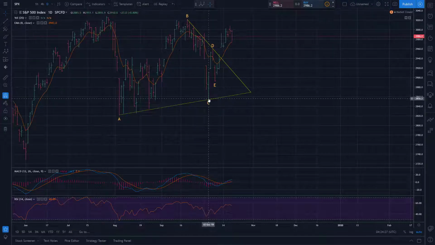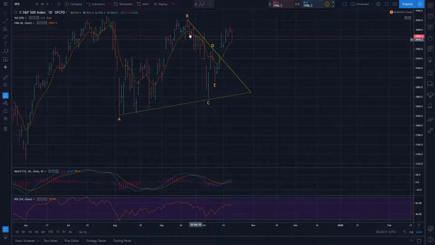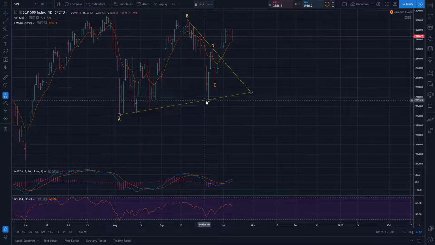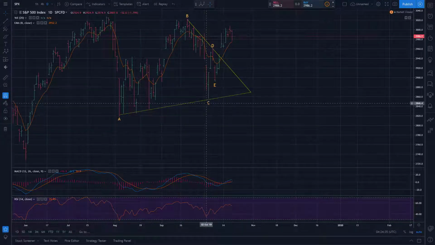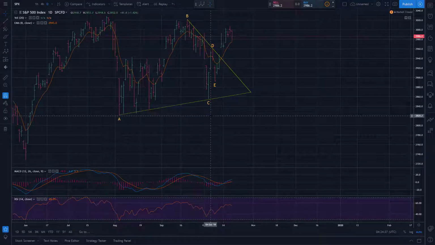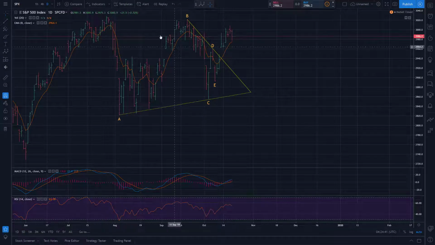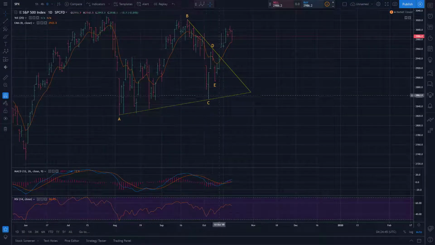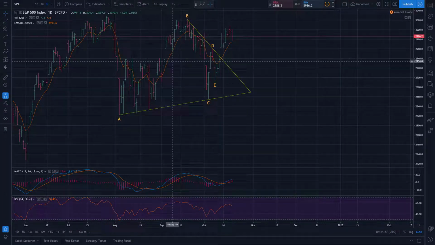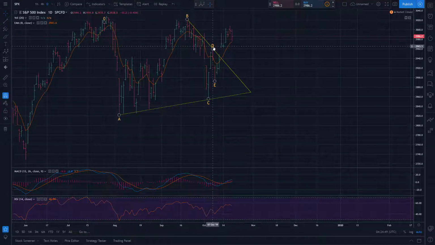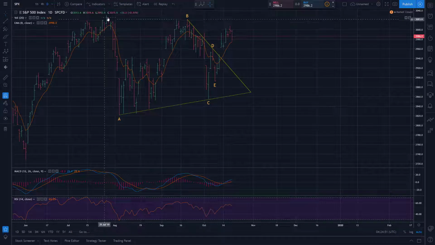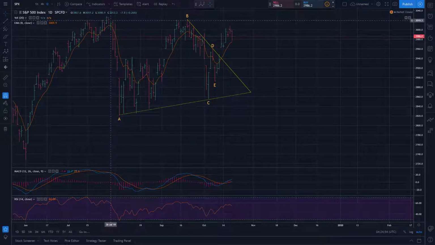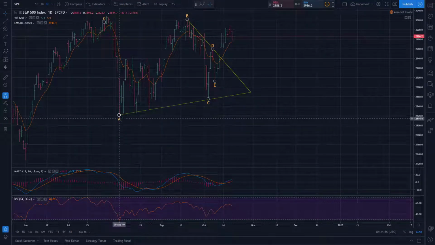Certainly got a decent breakdown, but it didn't quite fulfill the typical expectations of just an ABC down for, say, a flat or a zigzag, where we would have at least met or exceeded the lows that we made in early August. So to accommodate the fact that we failed to test or make a new low, despite having a pretty decent leg down there, this is kind of shaping up into more of a triangle formation from what I'm seeing here. So got an A down, B up.